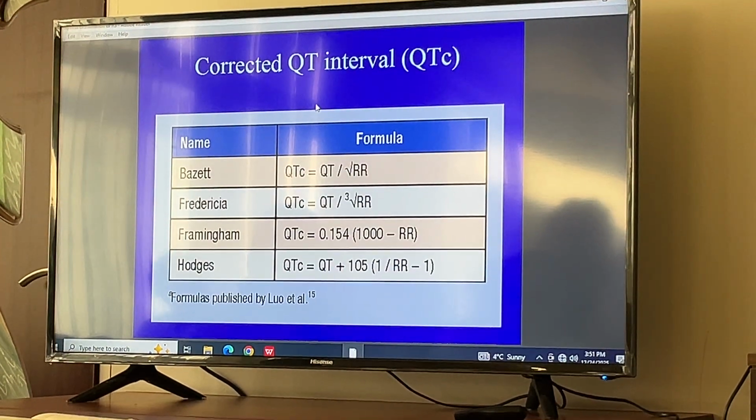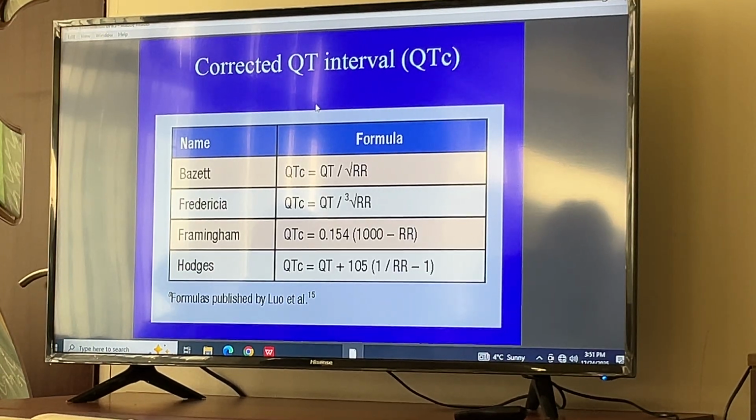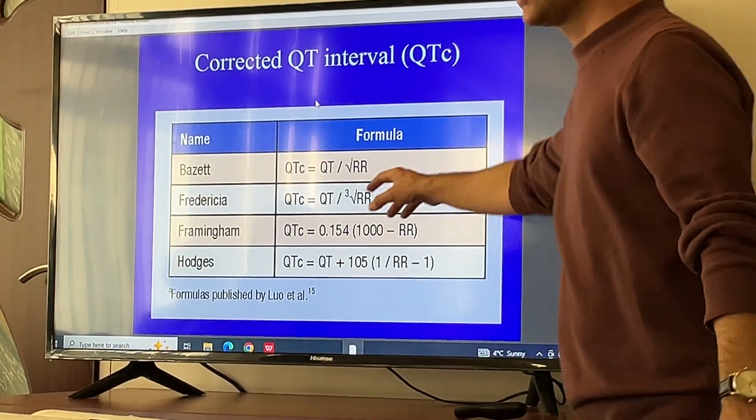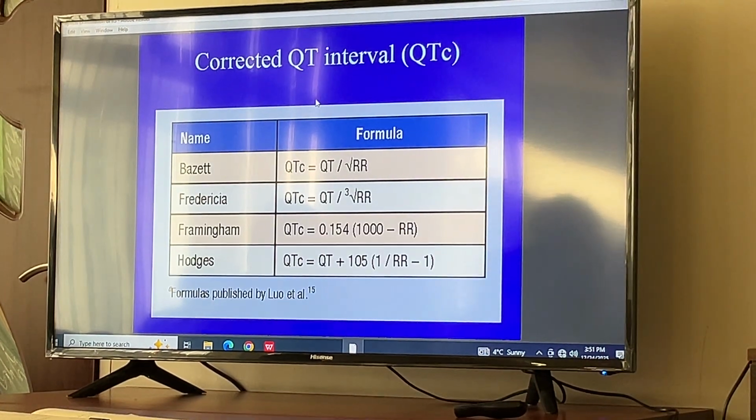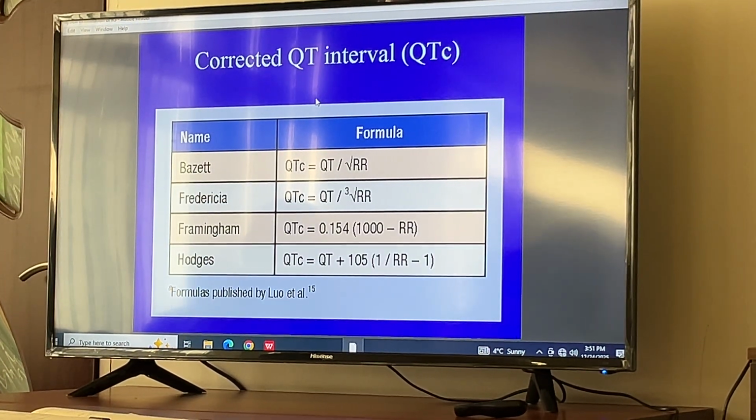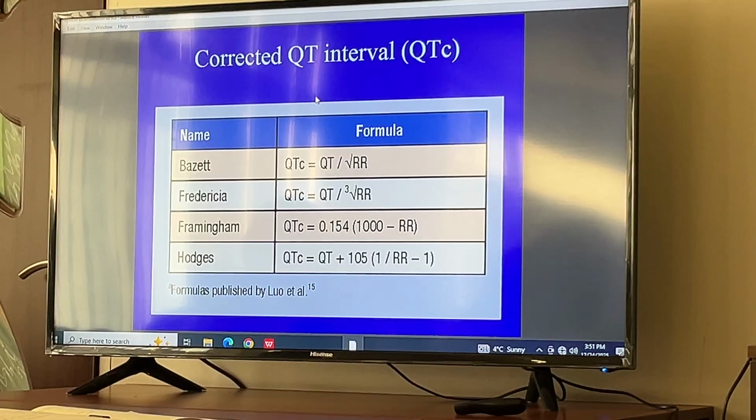Look, there are a lot of formulas: Hodges, Framingham, Fridericia. Usually we use Bazett's formula. Each of them has limitations. How to do this? We have a lot of online calculators. I'll show you.